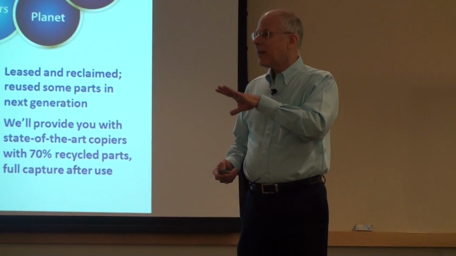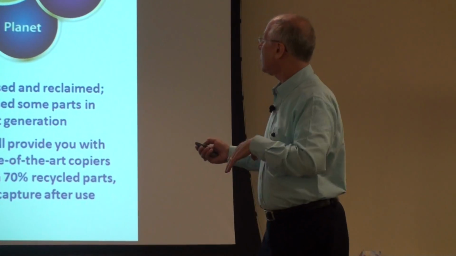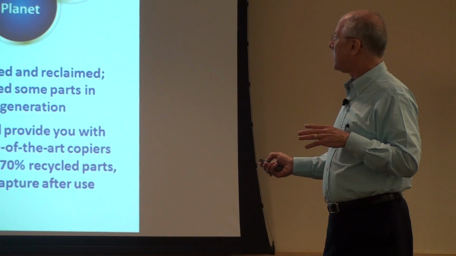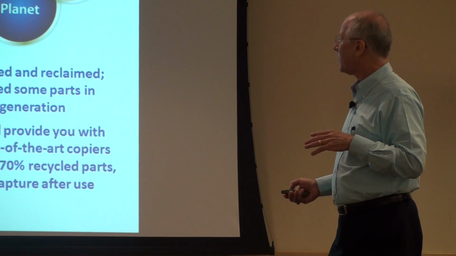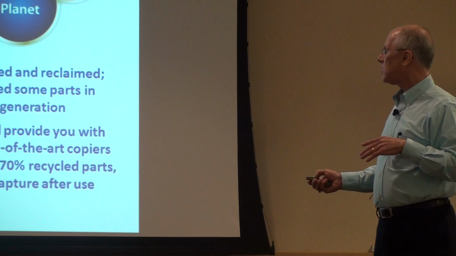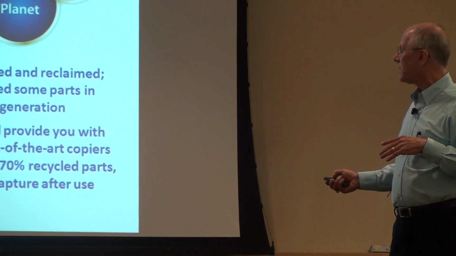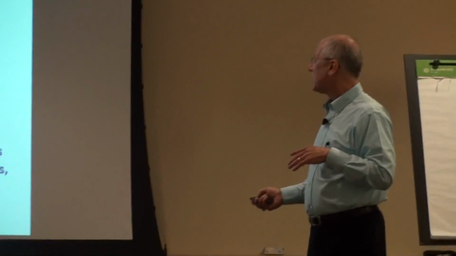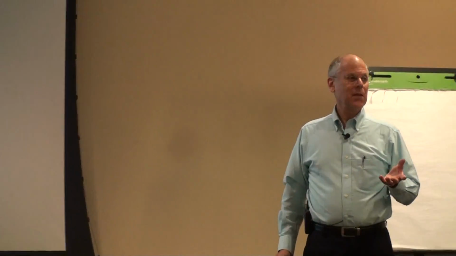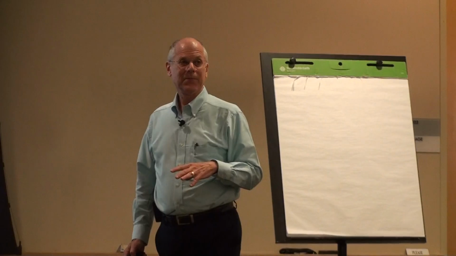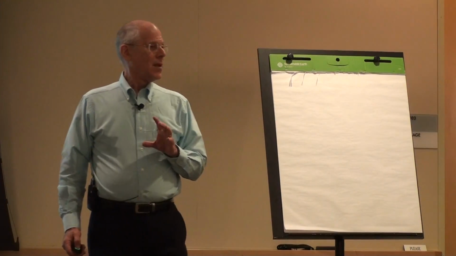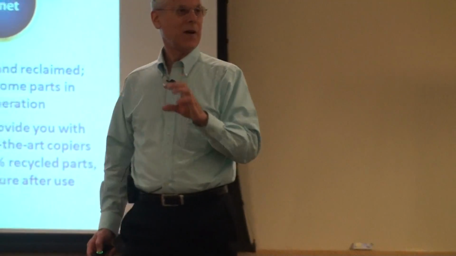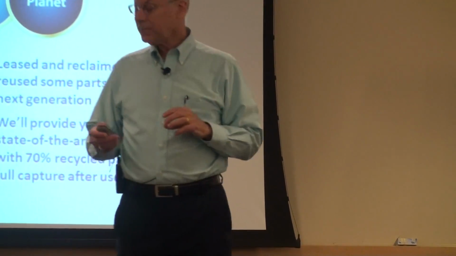This is what I'm trying to say, again, with all of these, certainly they had to use and conserve natural resources wisely, design parts for reuse in the product. The process has centers for receiving, dismantling, and recycling these copiers. The promise will provide you with state-of-the-art copiers with 70% recycled parts and a full capture after use. That was the promise. But you can see where different parts of this model start driving the business model overall.